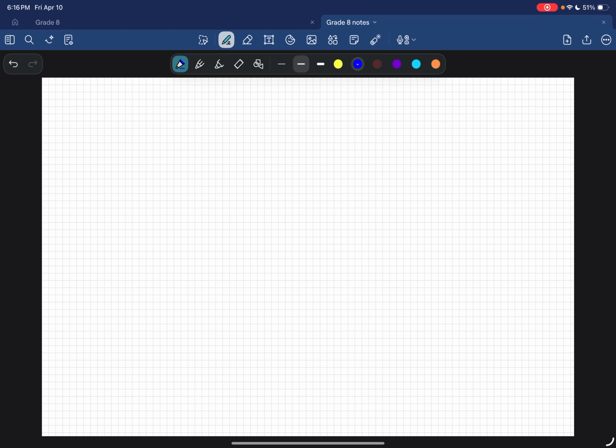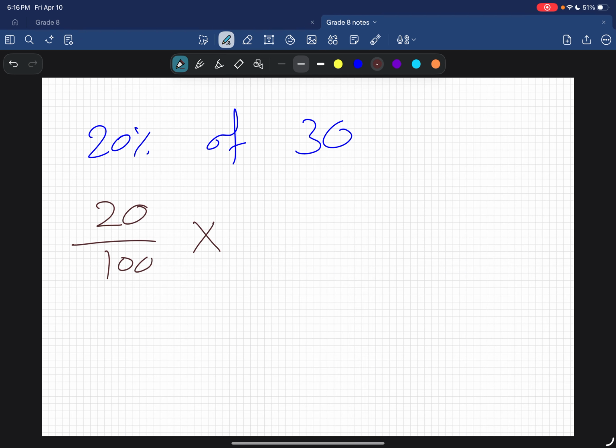Here we have 20%, for example, of 30. So 20% is going to be 20 over 100. Of means multiplication, and 30, leave it as it is. Cross the zeros out together. 2 times 3 is 6. So basically, 6 is 20% of 30. This is the meaning of percentage of an amount.